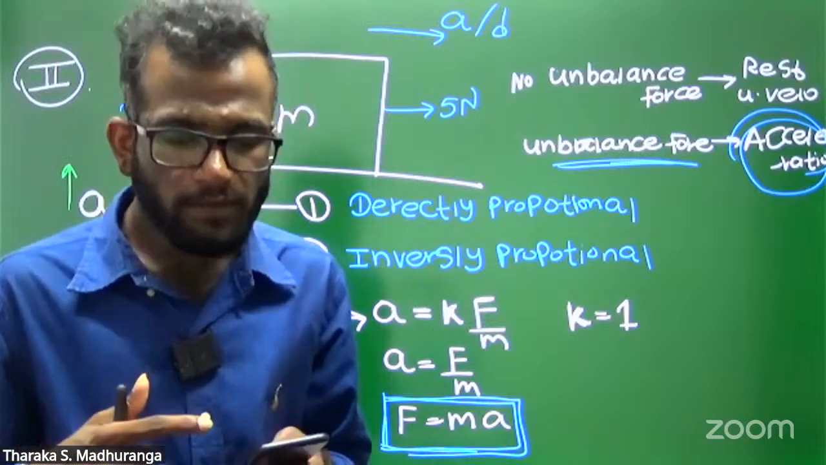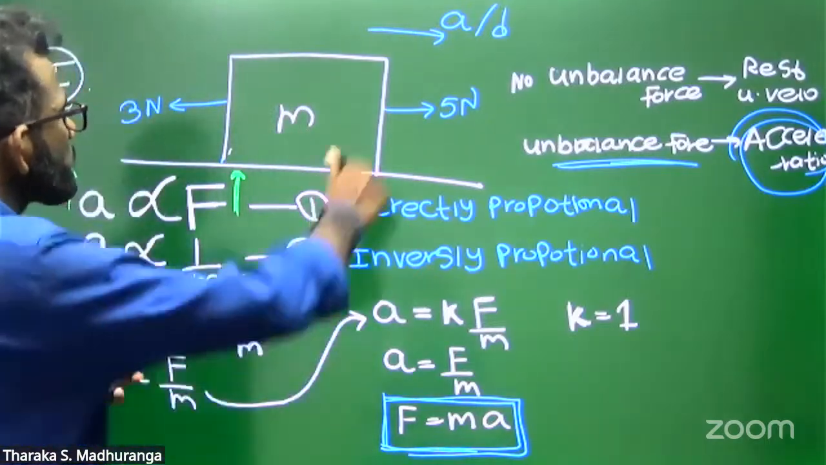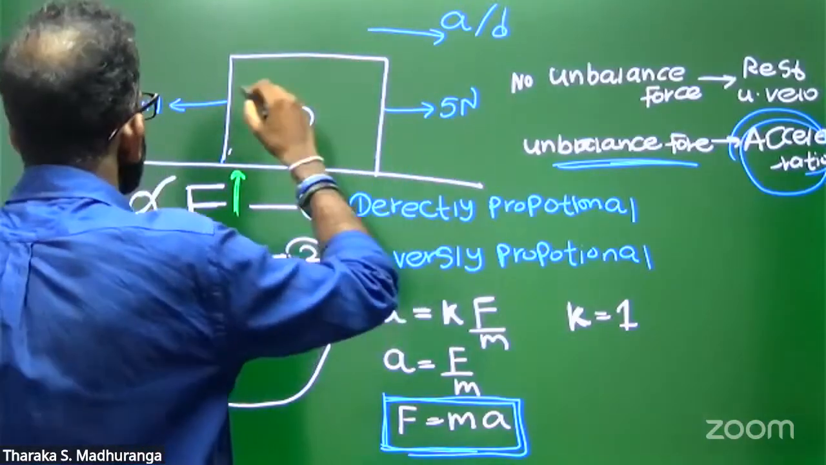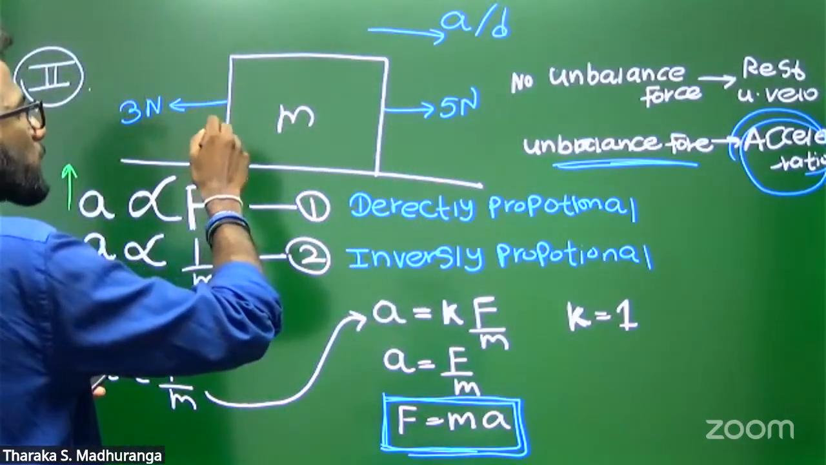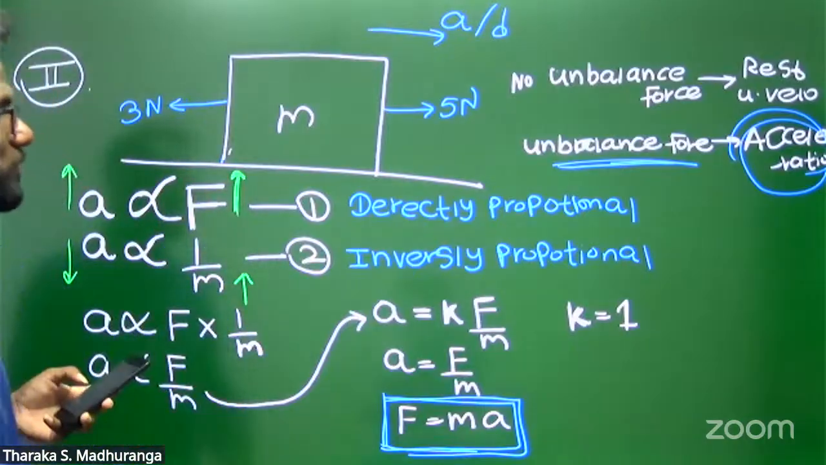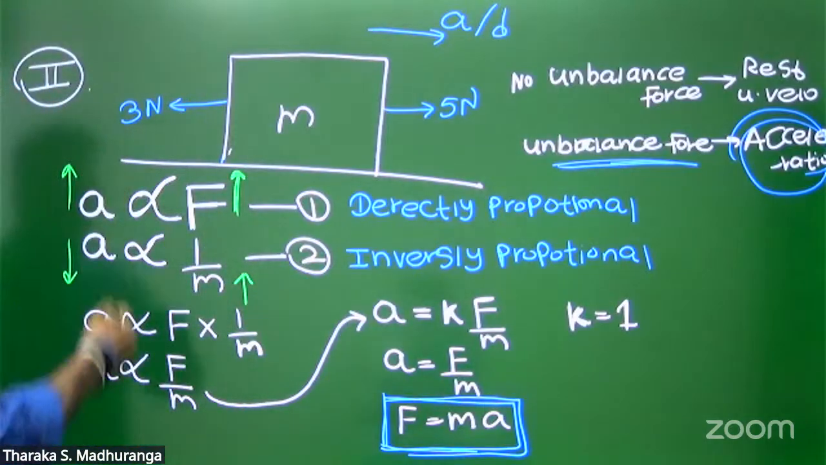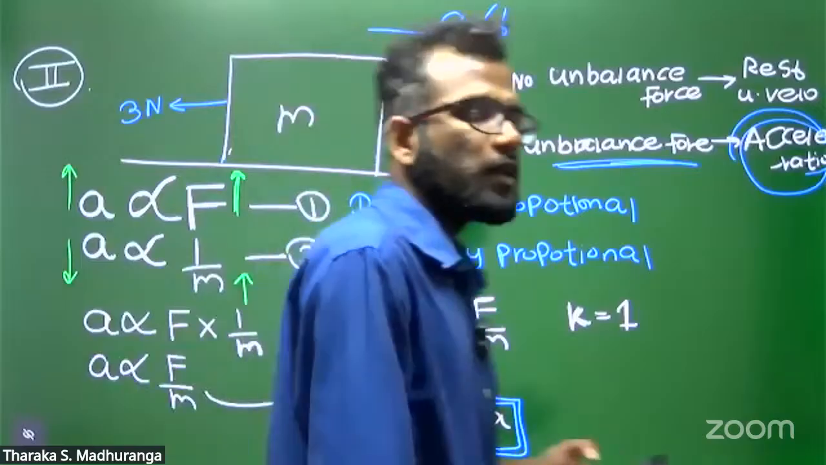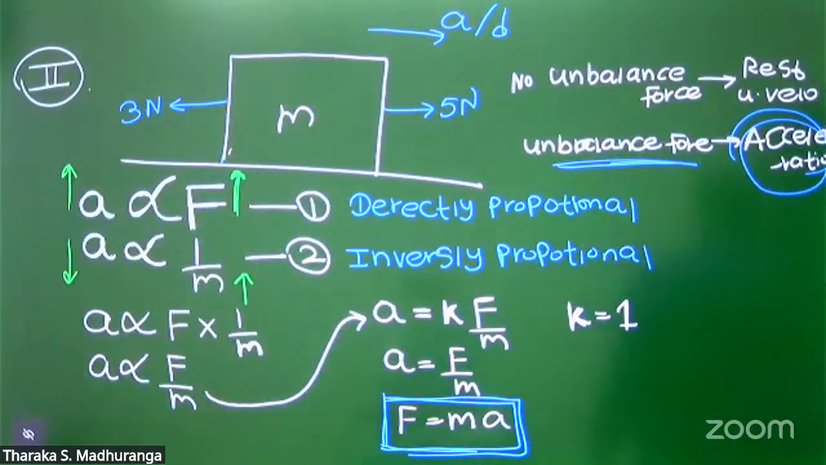I have given space. In that space, please draw this diagram. Then write down this part, and as the final step get the F equal ma equation. Any doubt you can ask.